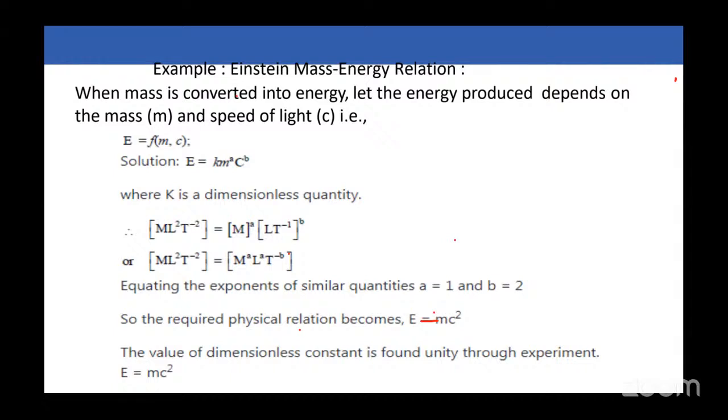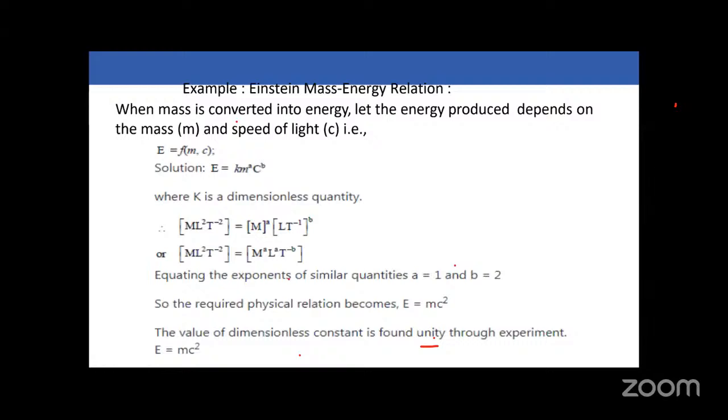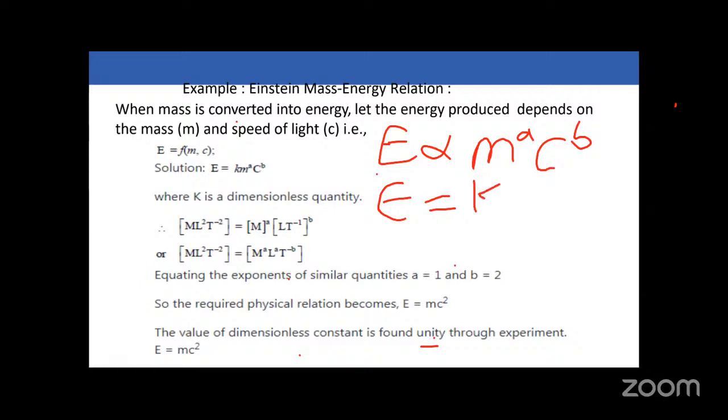To do this, we will start from the first principle, which is energy. We say energy is proportional to mass raised to A and speed raised to B. So energy is equal to K M^A C^B. It's A and B that we want to find to know how they are actually related.